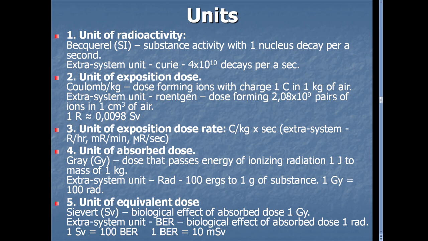The exposition dose of X-ray and gamma radiation, which creates ions in 1 kilogram of dry air that carry a charge of 1 coulomb of each sign. The non-systemic unit is the X-ray or Röntgen. Such an exposure dose of X-ray and gamma radiation creates ions in 1 centimeter cube of dry air that carry a charge of 1 electrostatic unit of each sign.